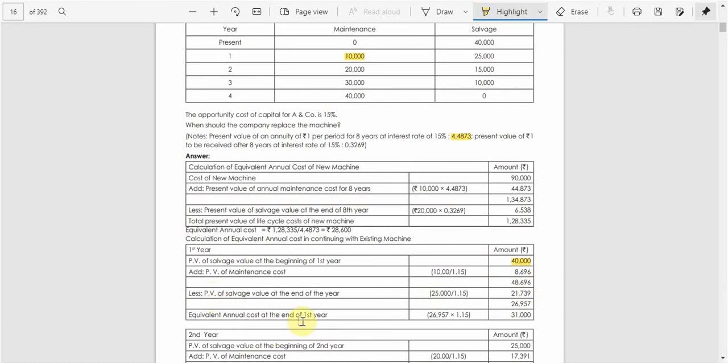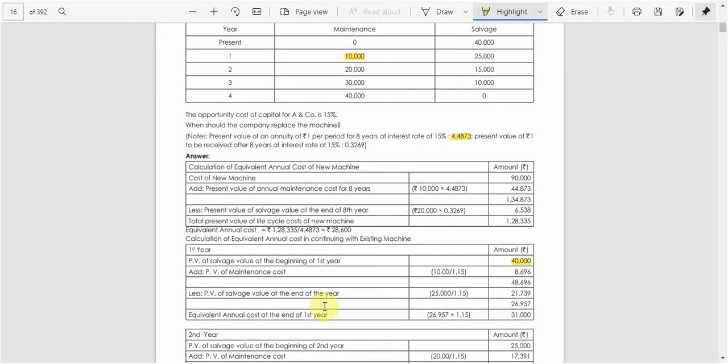To that we need to deduct the salvage value at the end of the first year. 25,000 is the salvage value of the first year. So 25,000 divided by 1.15, or we can calculate 25,000 into 0.869, which comes to 21,739. So it is 48,696 minus the salvage value, which comes to 26,957.